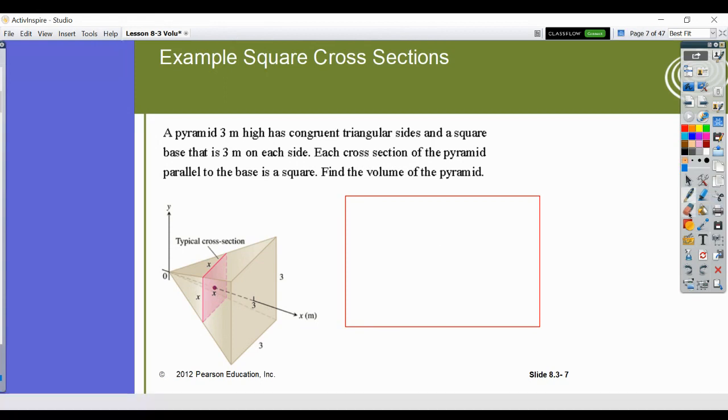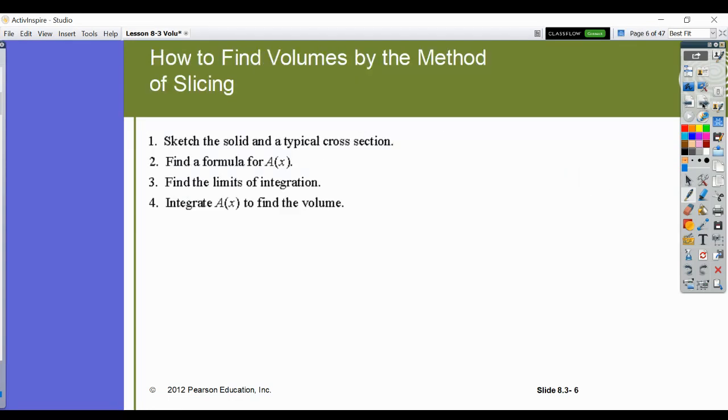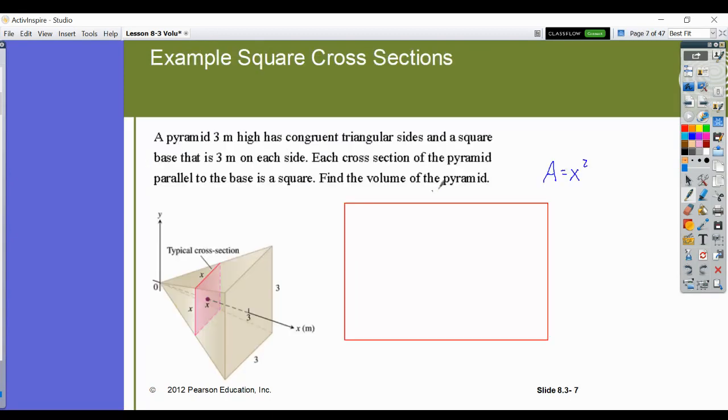So the first thing you want to do is draw it, which we have a nice little picture. The second thing is find the area of a cross section. So the area of a cross section would just be x squared. And then the third step is find the limits of integration. Where are we integrating? From 0 to 3.